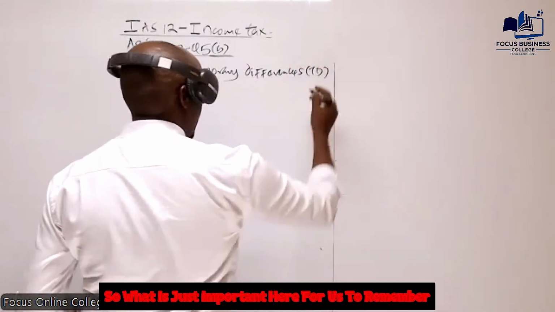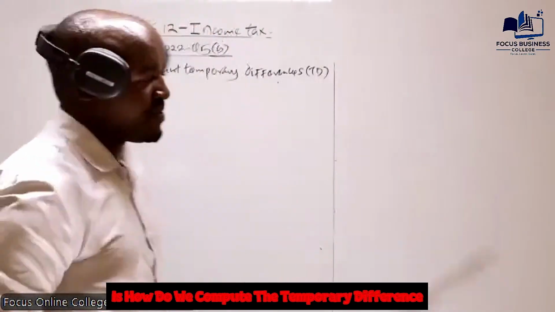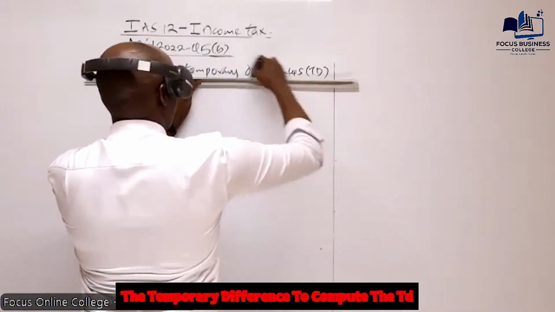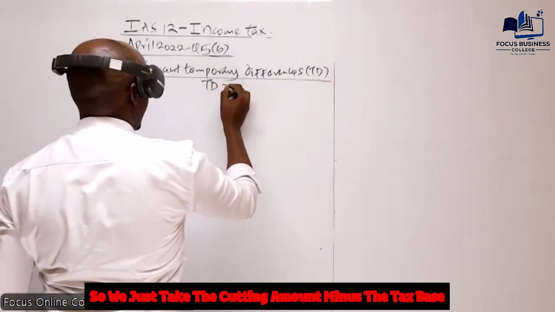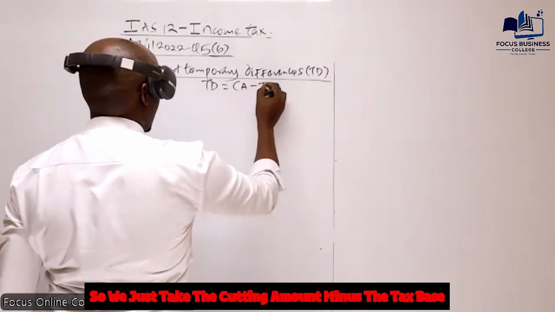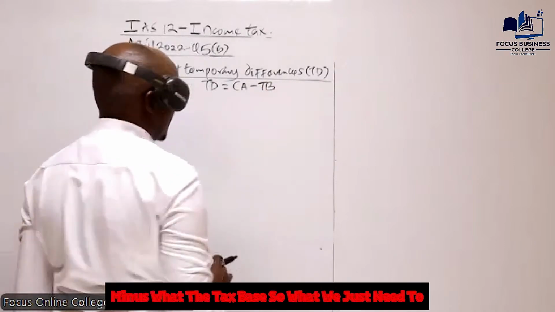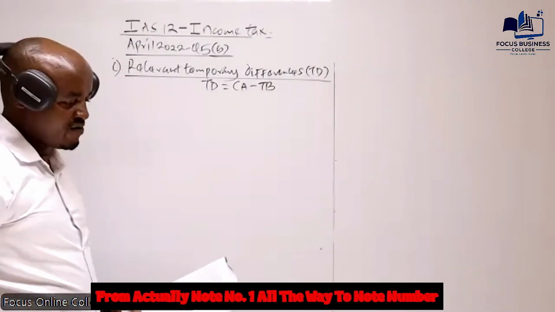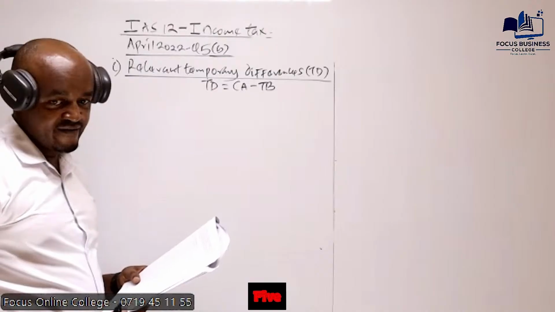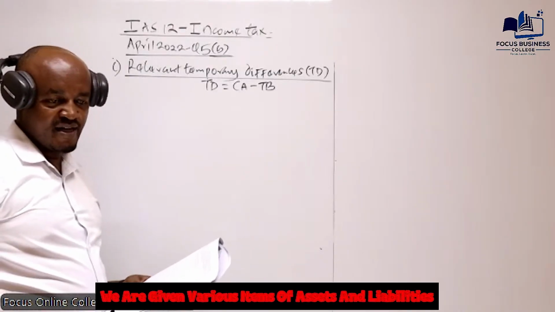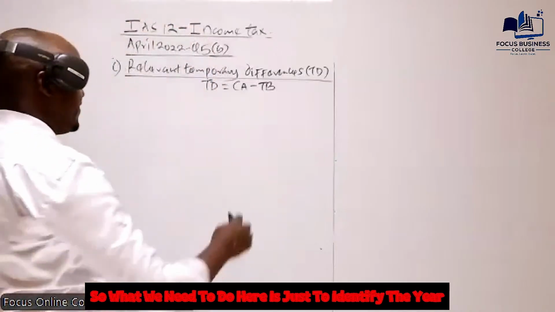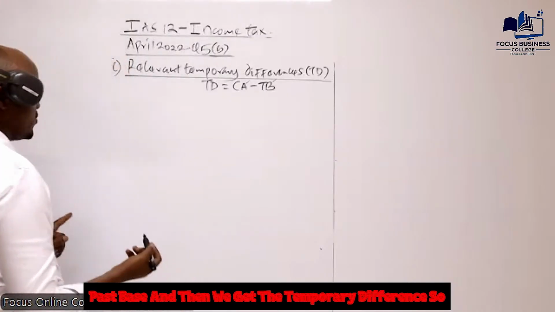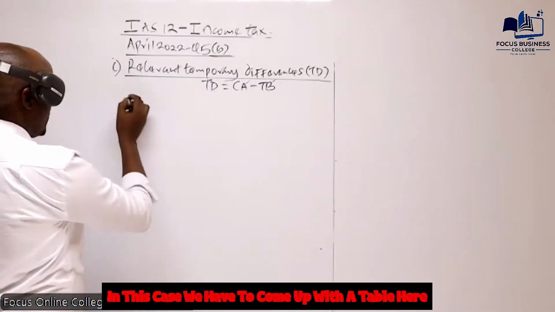What is important for us to remember is how we compute the temporary difference. To compute the TD, we just take the carrying amount minus the tax base. So what we need to do is go through the information given in this question, from note number 1 all the way to note number 5. We are given various items of assets and liabilities. We need to identify the carrying amount and the tax base, and then we get the temporary difference. So in this case, we have to come up with a table here.